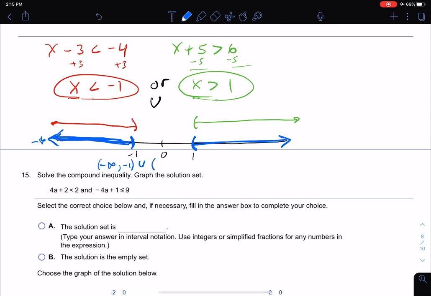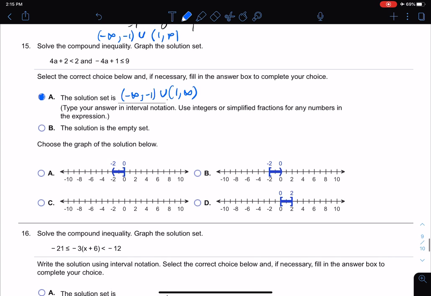Then the rest of that goes from 1 up into infinity, and that's open. So there is my interval notation. Plenty of little ways of screwing up the wrong symbol, isn't there? So that was A.